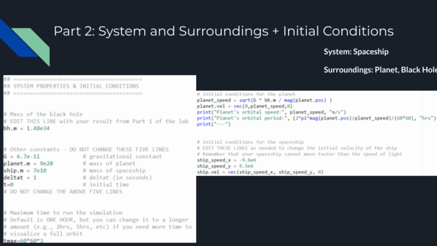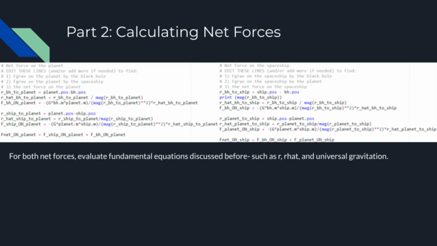For part 2, systems and surroundings: the system is the spaceship, the surroundings are the black planet and the black hole, and the initial conditions are given in the code below. For calculating the net forces in part 2, we just have to evaluate fundamental equations discussed before, such as r hat and universal gravitation. The gist of it is that we calculate the force of gravity on the planet by the black hole, the force of gravity on the planet by the spaceship, and then add those together for the net force on the planet. And for the net force on the spaceship, we just do the same.